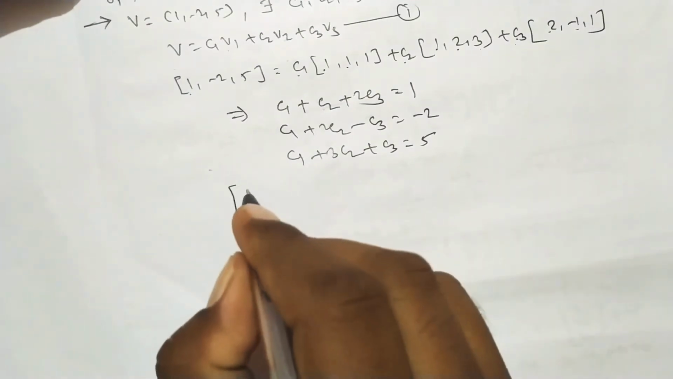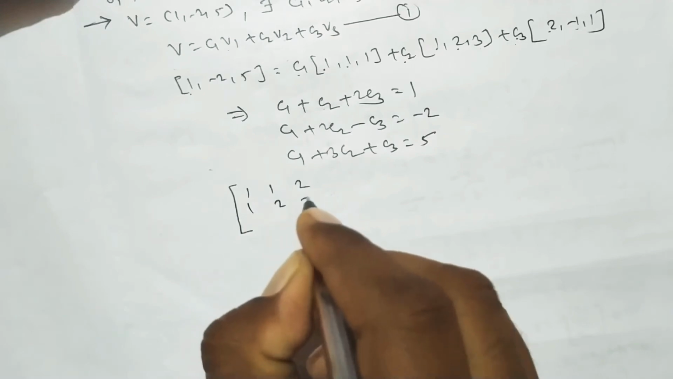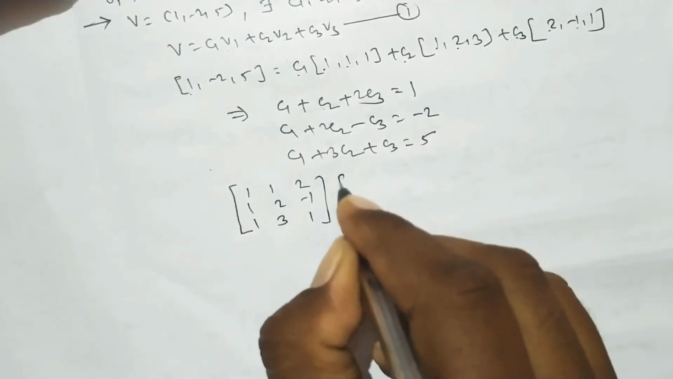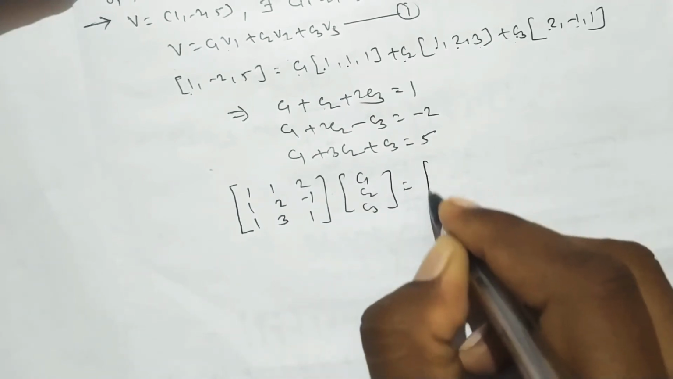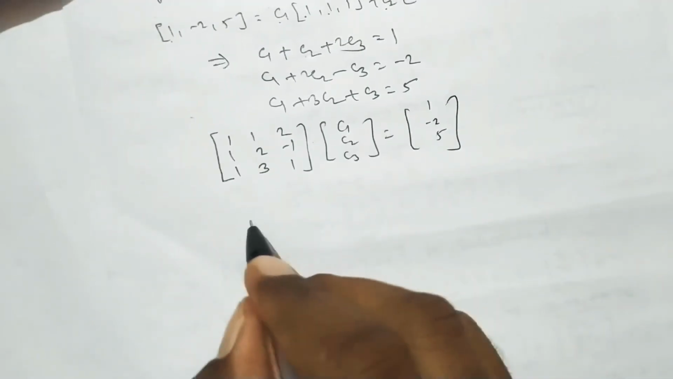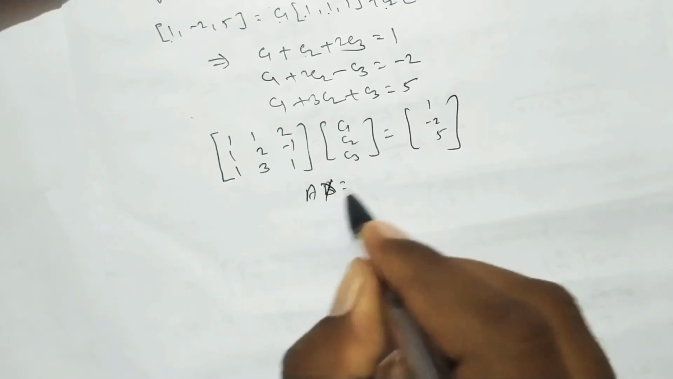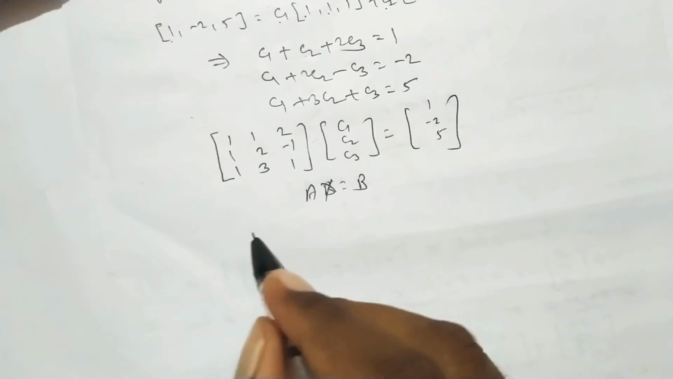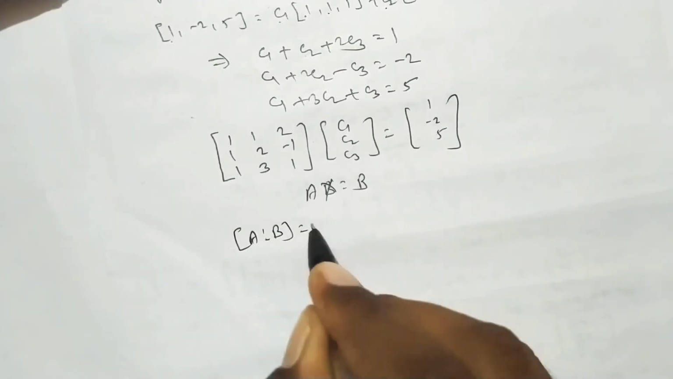So write in matrix form, that is [1 1 2; 1 2 minus 1; 1 3 1] into [C1, C2, C3] is equal to [1, minus 2, 5]. And from this consider the augmented matrix. This is AX is equal to B form, okay, where X is the C1, C2, C3 matrix. Now consider the augmented matrix AB and reduce it to canonical form.